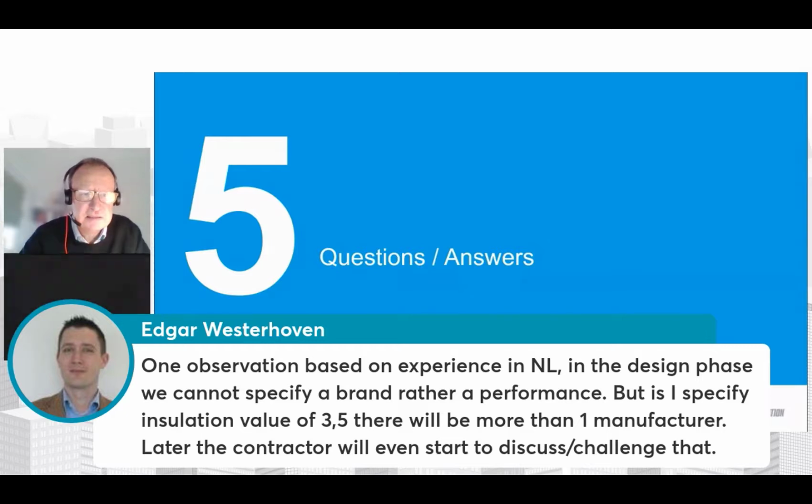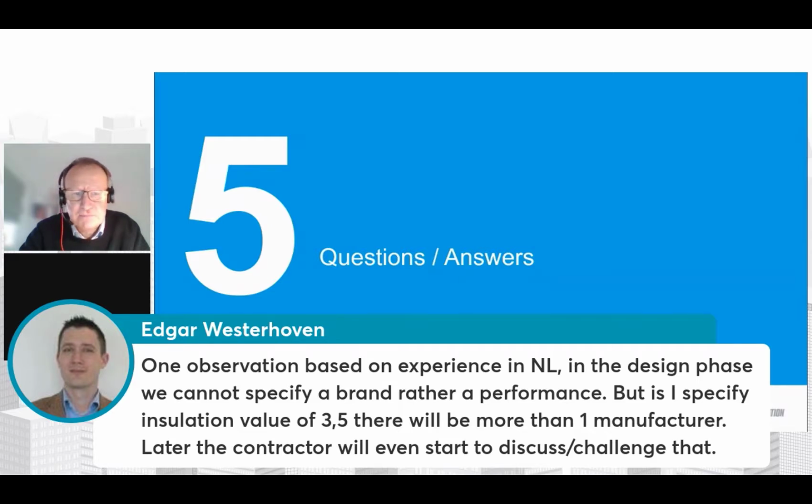There's one here, Magda, that's coming from Edgar. Thank you, Edgar. He basically says, one observation based on experience in the Netherlands: in the design phase, we cannot specify a brand rather than a performance. But if I specify an installation value of 3.5, there will be more than one manufacturer. Later, the contractor will even start to discuss or challenge that. Is that something that you're seeing in the work that you're doing, that the need to be able to specify brands rather than performance of products is something that needs to be developed?